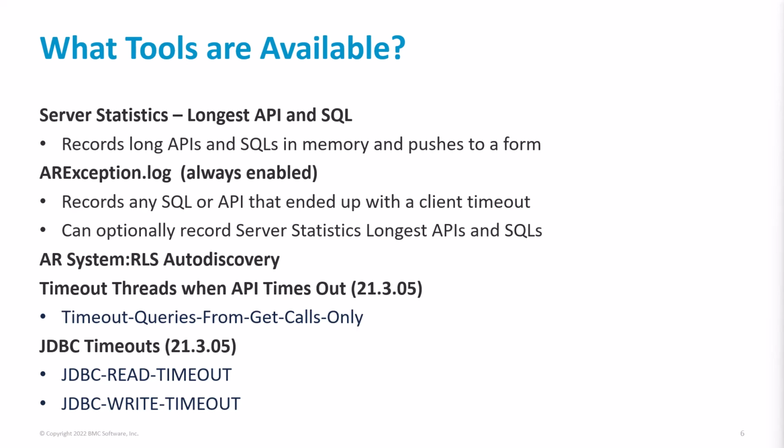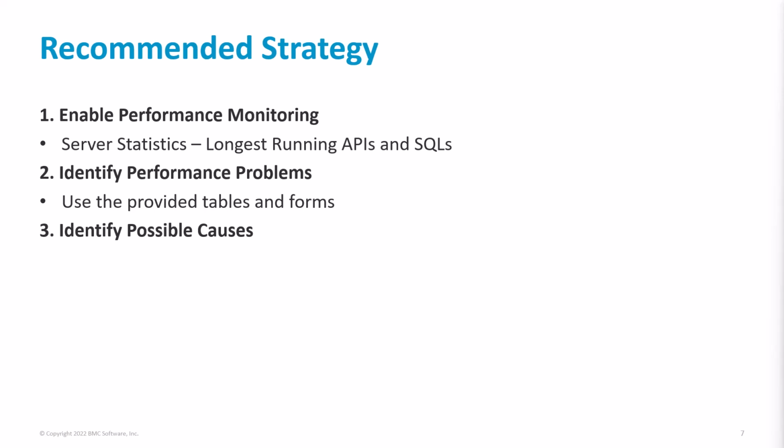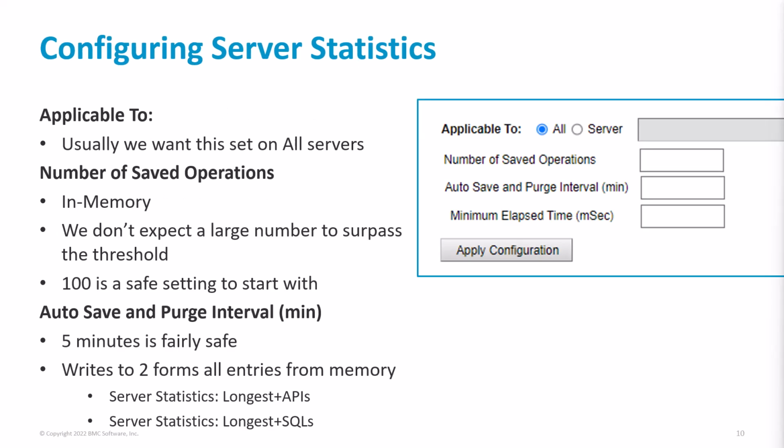A useful strategy to troubleshoot performance issues is to enable the performance monitoring that's available through the Server Statistics Longest API and SQL feature. You can use the results to identify likely performance problems and identify the possible causes. This feature is accessed through the Remedy or ARSystem Management Console under the Logs option. Here you can perform the configuration as well as the monitoring. The console provides two table fields to view the data as well as direct access links to search the data directly.